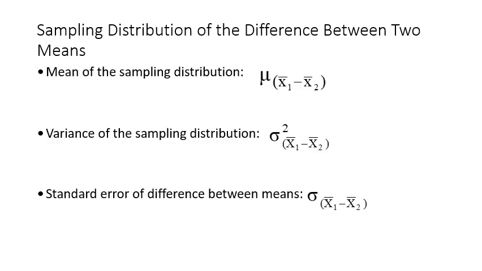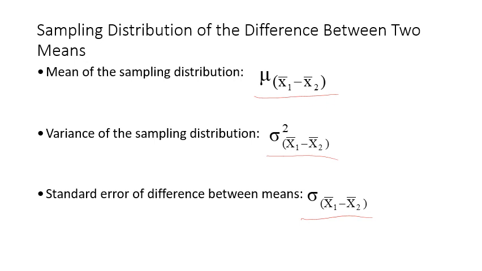So when we're looking at this, you've got your mean of your sampling distribution here. That is the mean of the difference between the means. And then this is going to be the variance of the difference of the means and the standard deviation of the difference between the means, or the standard error of the difference between the means.